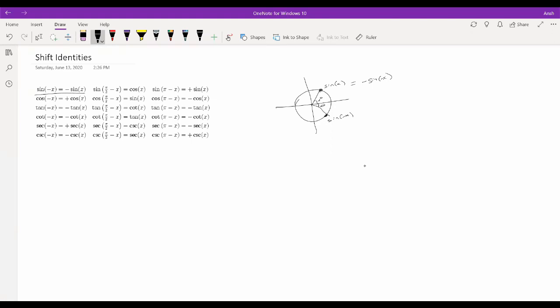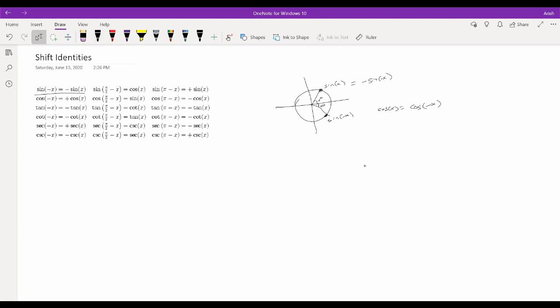We can also similarly do this for cosine. Both these points are x degrees above and x degrees below, which is positive x and negative x, but they have the exact same x coordinate. And since the x coordinate defines the cosine value, that means that we have that cosine x equals cosine of negative x. So in the same manner, we can derive most of the first column pretty easily.